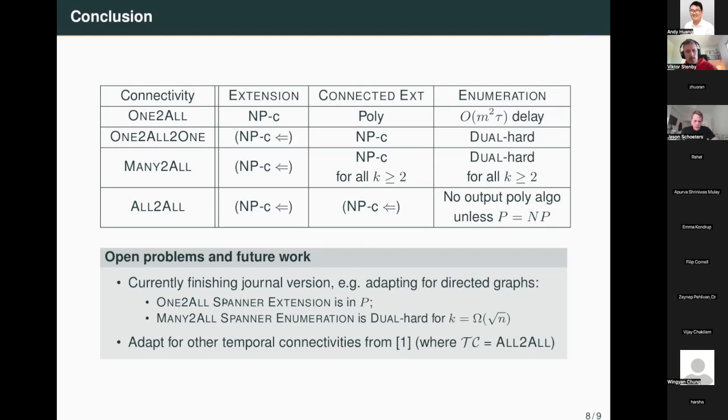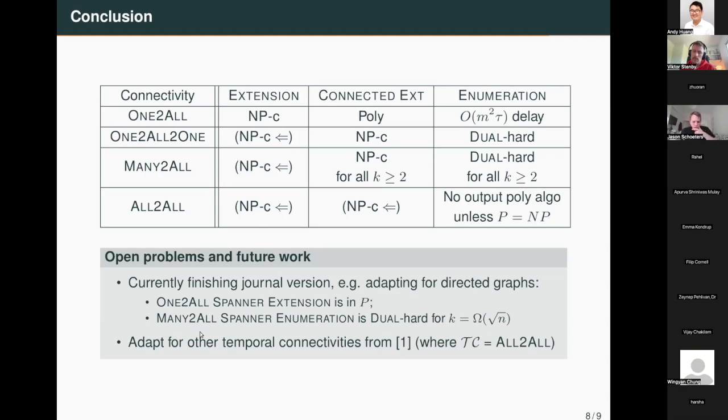So we have that the spanner extension for one-to-all, even though it is NP complete for undirected graphs, is actually tractable for directed graphs. And this is basically because in here, you have to make a choice on how to use that edge, whether you use it in one direction or the other. Whereas if the edge is already directed in your directed graph, you don't have to make that choice. And that's basically why it's NP complete here and polynomial time solvable here.